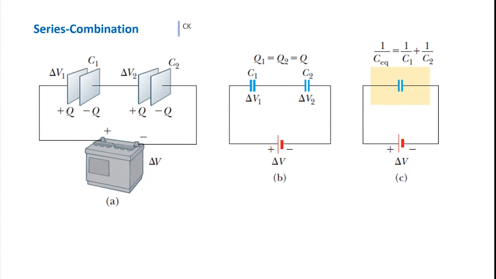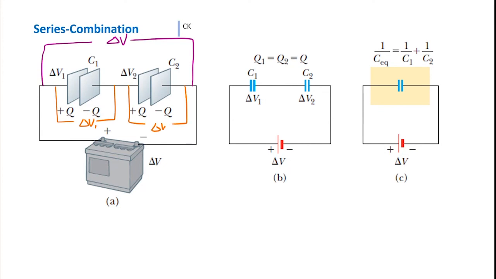Now we have to think about this a little bit because the potential difference is not the same. When you say potential difference, delta V from here to here is not the same thing as delta V from here to here. And if I say another delta V from here to here, in fact, if you add these two, it's exactly the same as that.